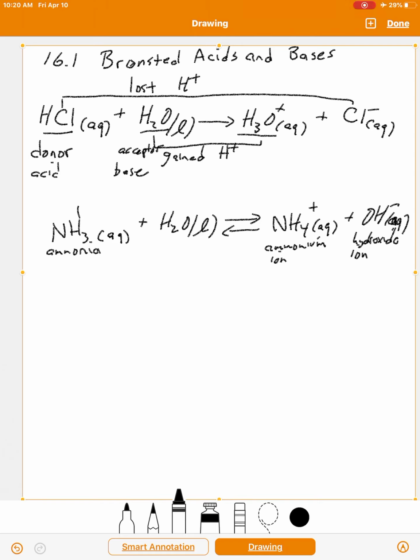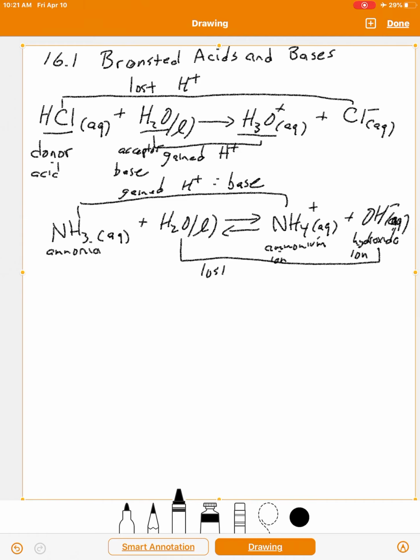The NH3 and the NH4 plus differ by an H plus. The NH3 has 3 hydrogens. The ammonium has 4 plus a positive charge, so this one gained an H plus. That's the acceptor, that's the base. The water is now OH minus. That means it lost an H plus. That makes it the acid. So we would say that ammonia is the base and water is the acid.